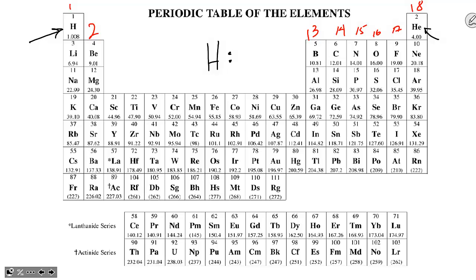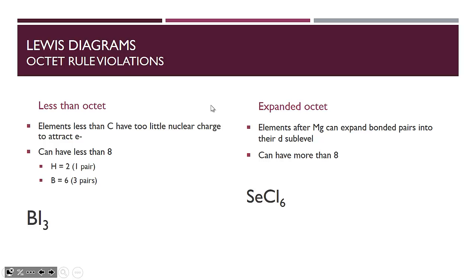Another one that breaks this rule is boron. Boron's nucleus is too weak to support 8 valence electrons. So boron actually is satisfied with having 6 valence electrons. Or boron is at its lowest energy state when it has 6 valence electrons. So let's see this in action. Boron triiodide. Boron is our least electronegative atom, so it's going to go in the middle, and we put 3 iodines around it.